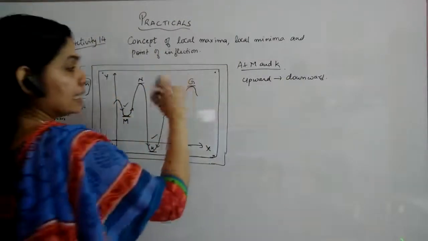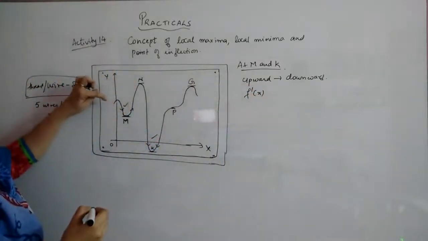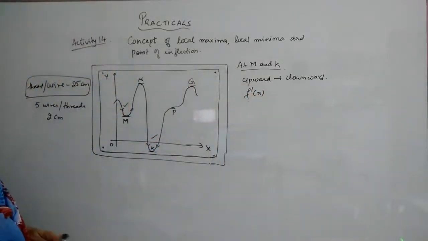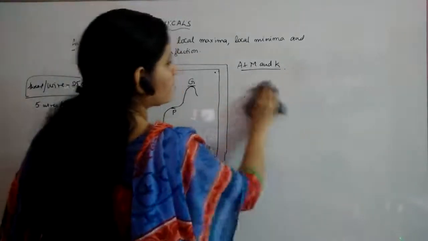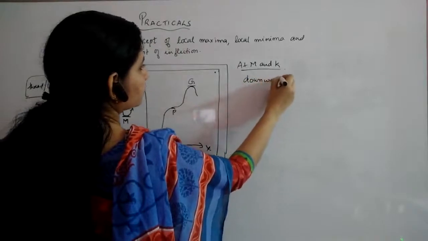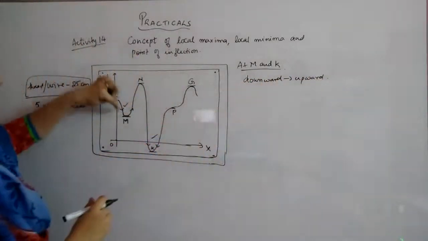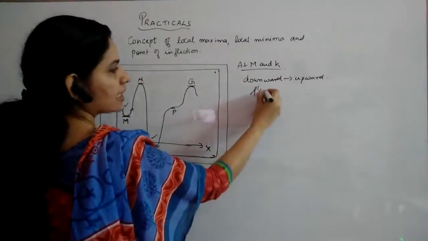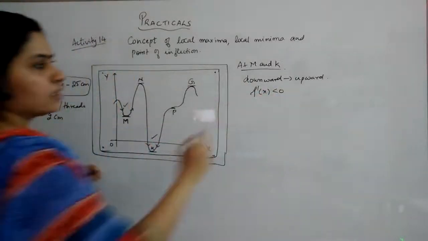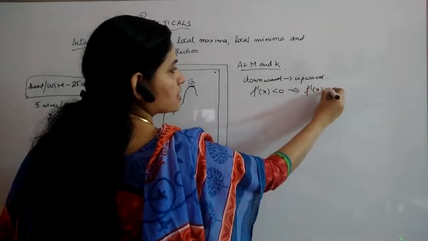That means the derivative's value, f dash of x, will change. From downwards to upwards, coming down to moving upwards. Downwards means the derivative sign is f dash of x less than 0, and going upward means f dash of x is greater than 0.